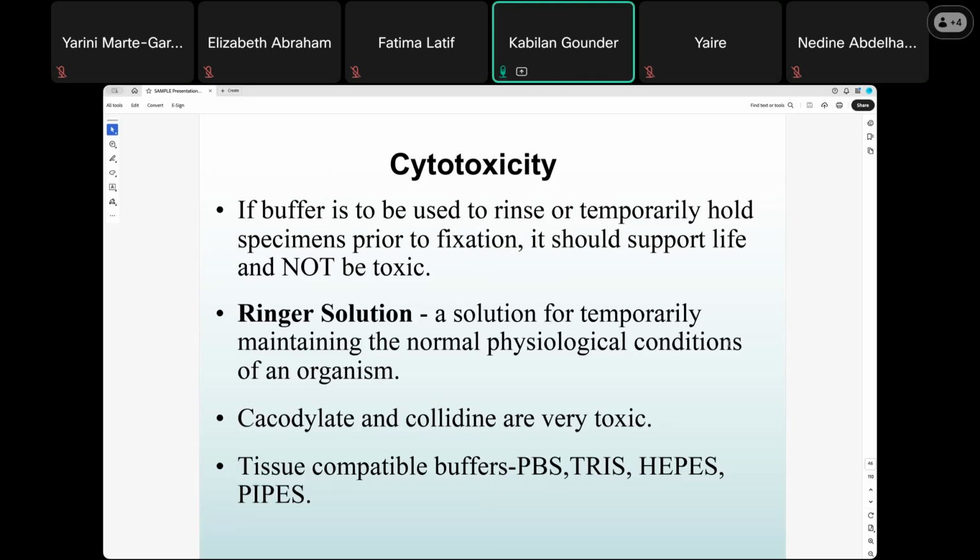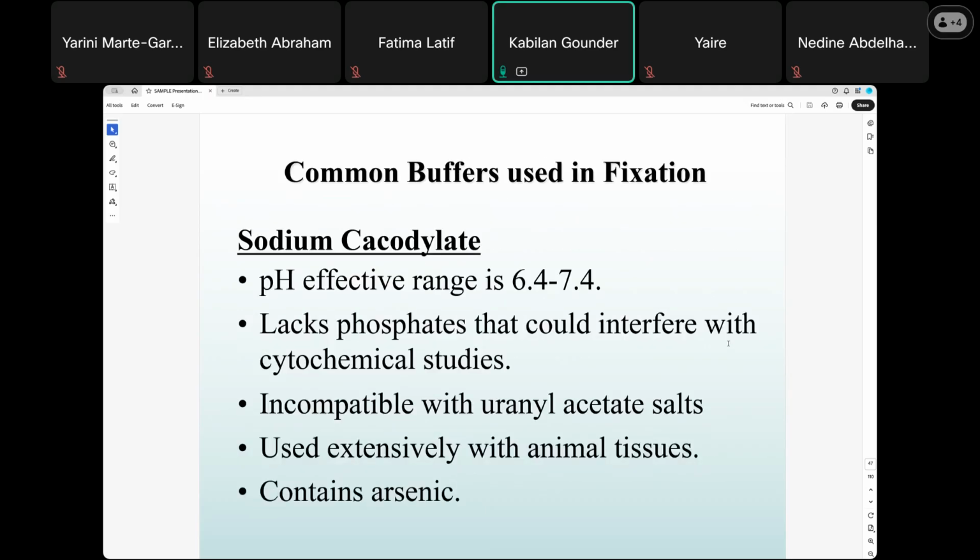Also, cacodylate and collidine are very toxic. These are two important buffers used in those days. That is very, very toxic. So some important compatible buffers are PBS, TRIS, HEPES, PIPES. So we are going to see some buffers in detail.